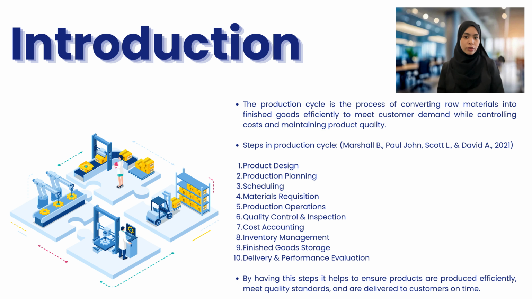Production cycle is the process of converting raw materials into finished goods efficiently to meet the customer demand while controlling the cost and maintaining the production quality. There are 10 steps in production cycle.